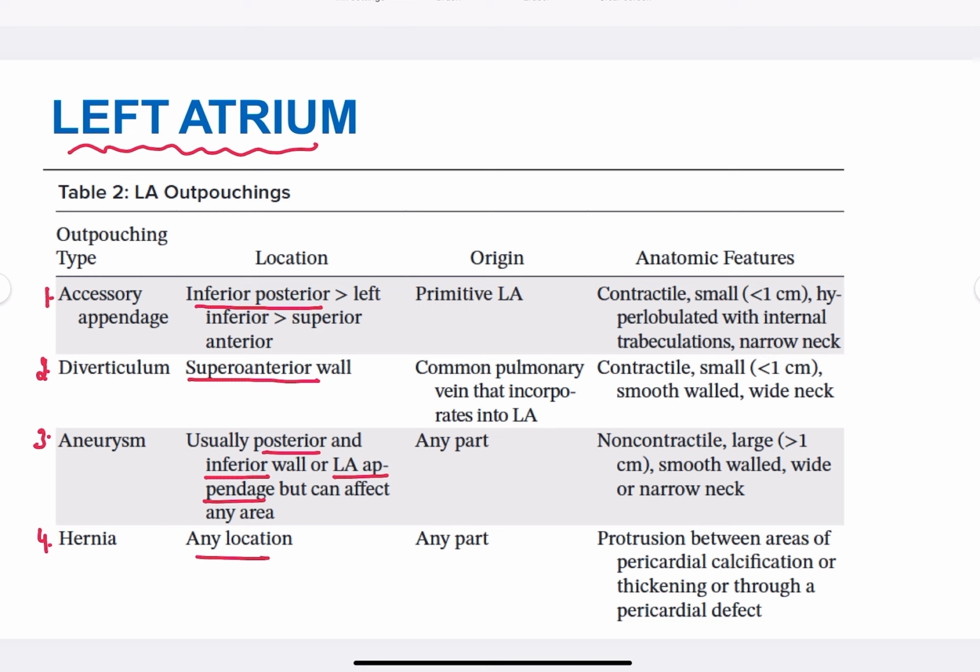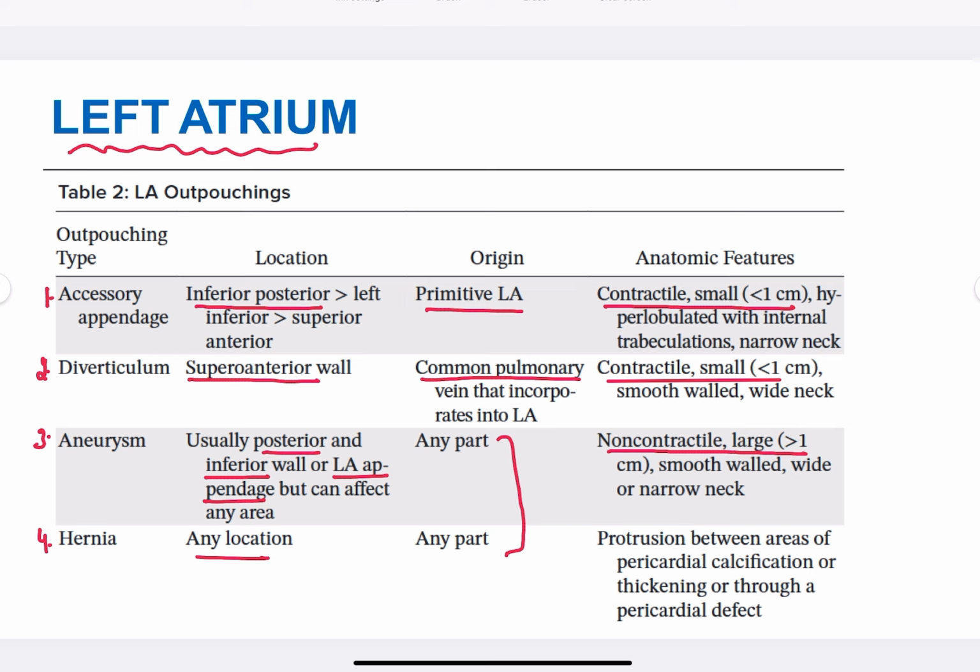Now the origin: accessory appendage from the primitive left atrium, diverticulum from the common pulmonary vein, and aneurysm and hernia can arise from any part. The accessory appendage and diverticula are small and contractile, that is less than 1 centimeter, while the aneurysms are generally non-contractile and large, that is more than 1 centimeter.